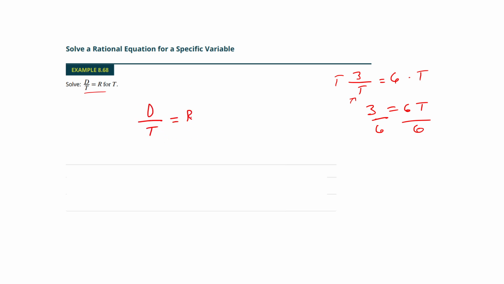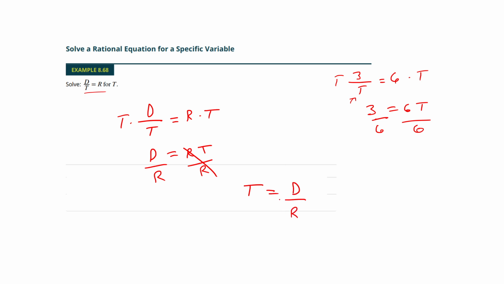So I need to move him up to the other side. Okay, so that would leave me with this. Now, if I have something in front of t, if it was 3t, I would divide it away. So they'd cancel down. Now I'm going to write it the other direction, but d over r.